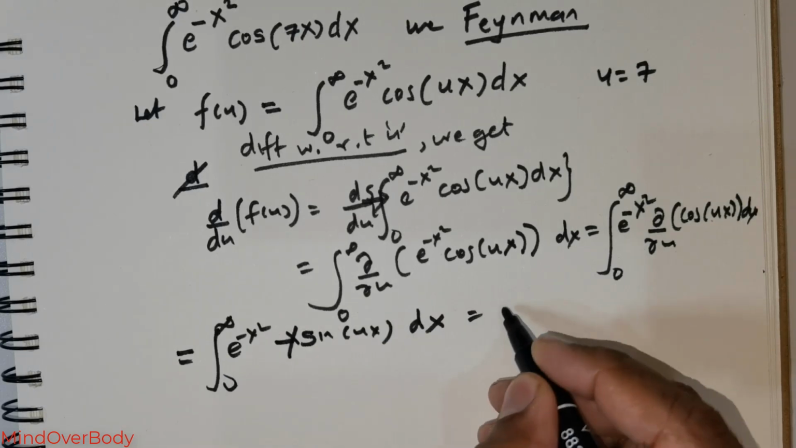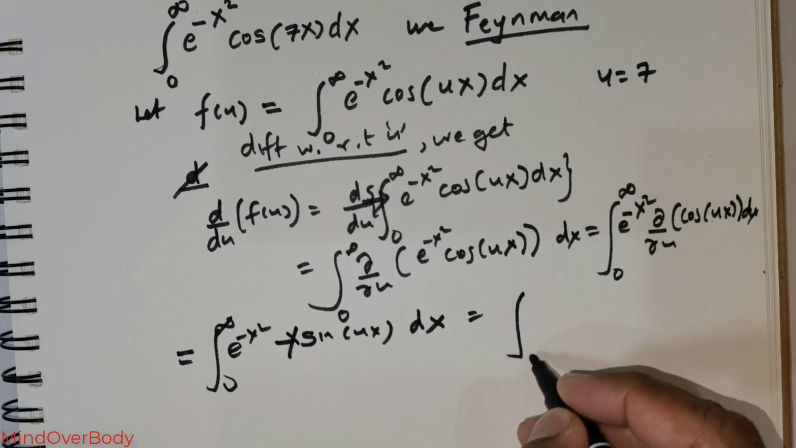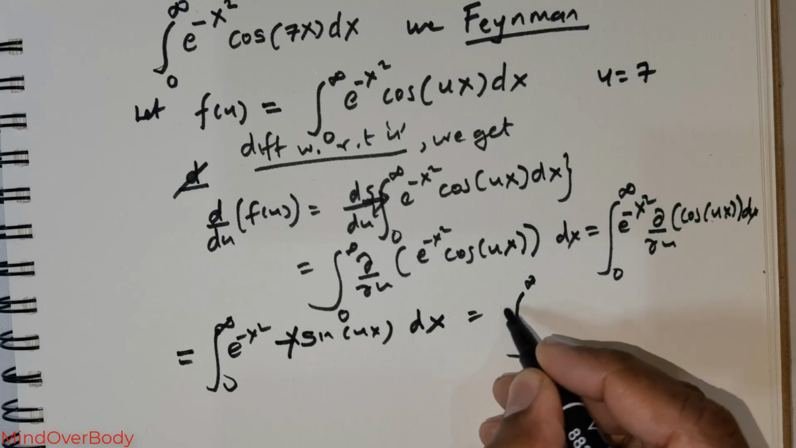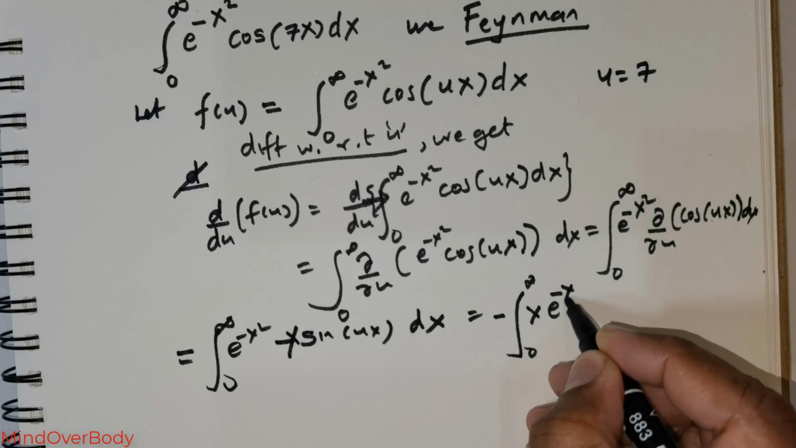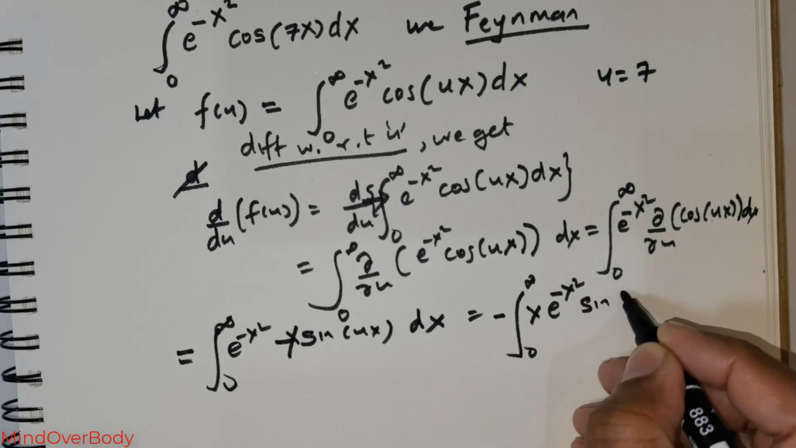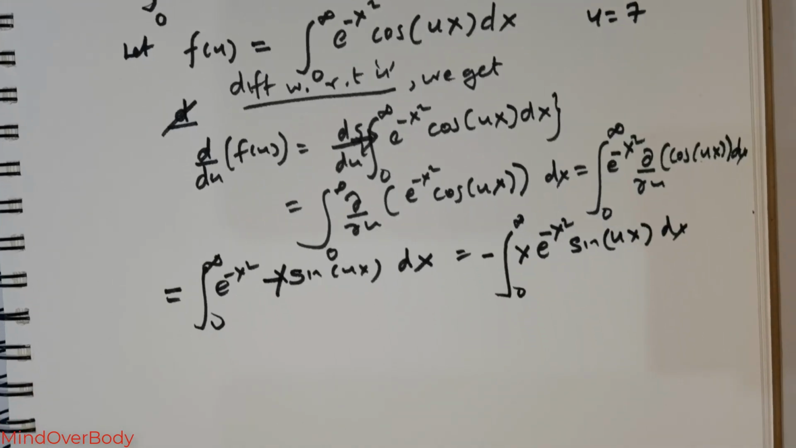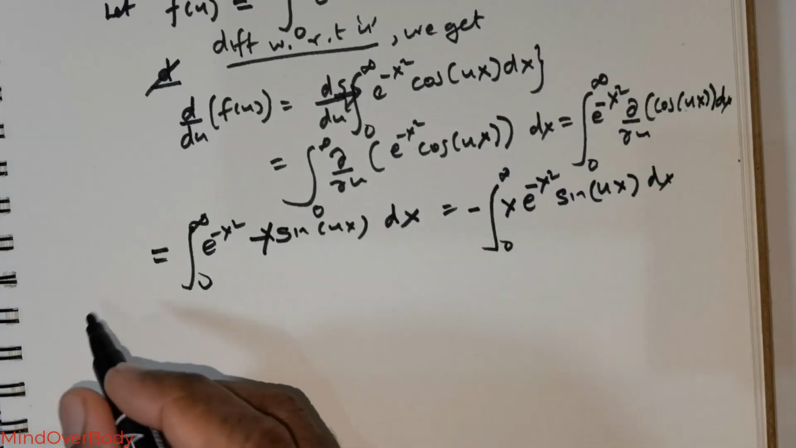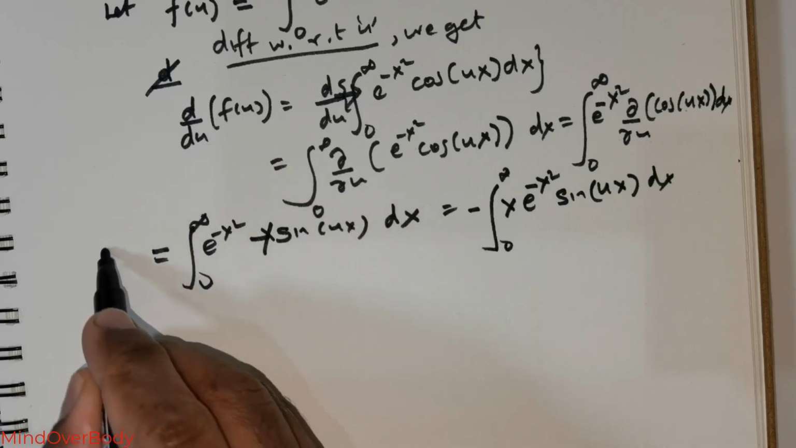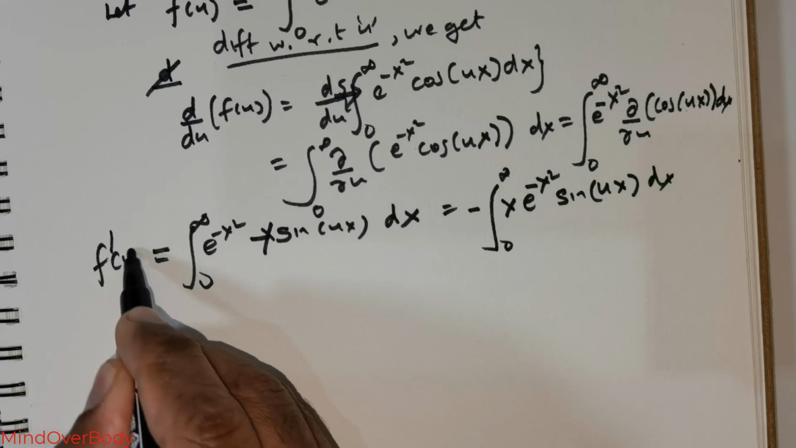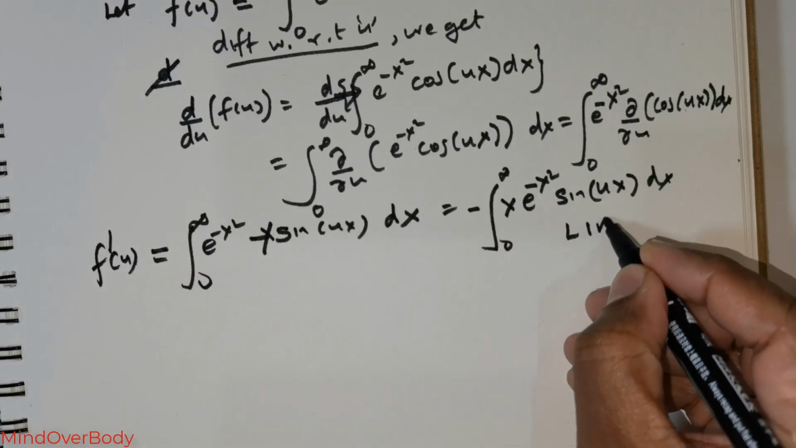Now let me rewrite this in this fashion. This is equal to integral 0 to infinity, I have a negative sign, let me place that there, x times e raised to the power of negative x squared sine of u times x times dx. Now we will apply integration by parts. On the left hand side, d over du of f of u, I can write that as f dash of u. Okay, coming to this part, we will use the concept of LIATE.